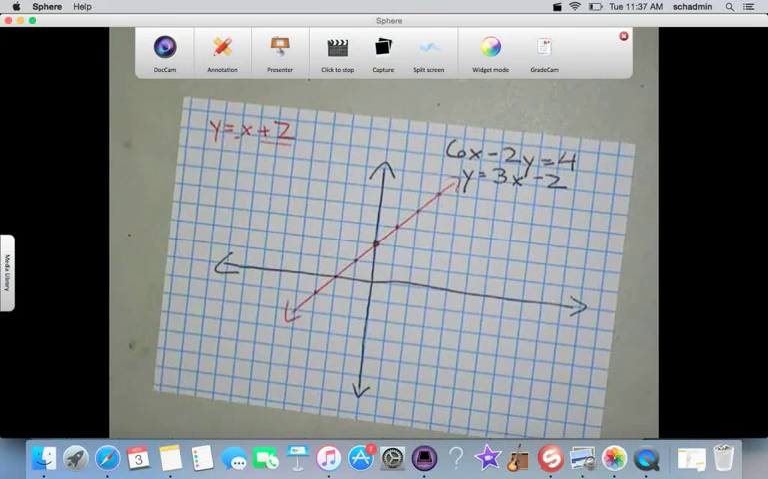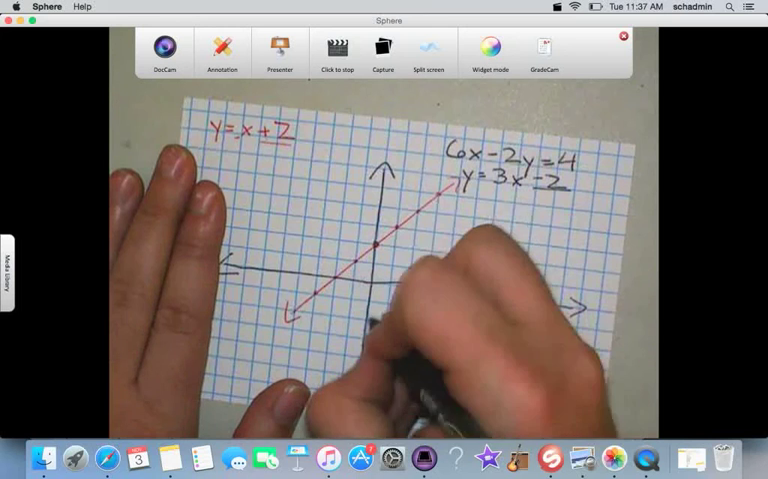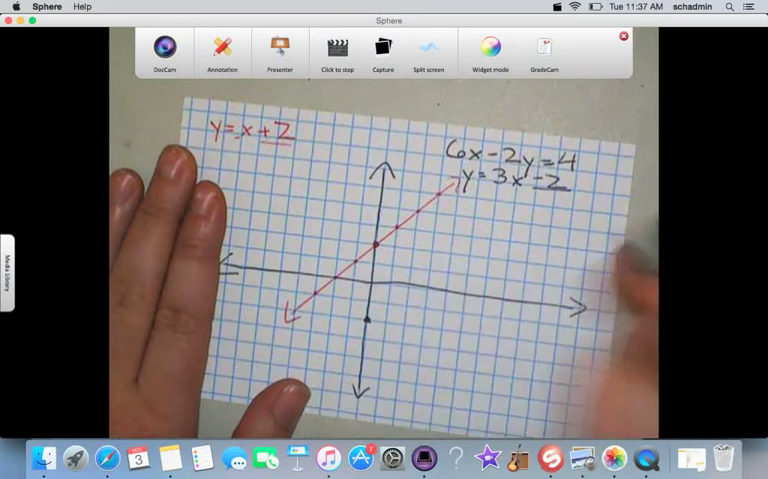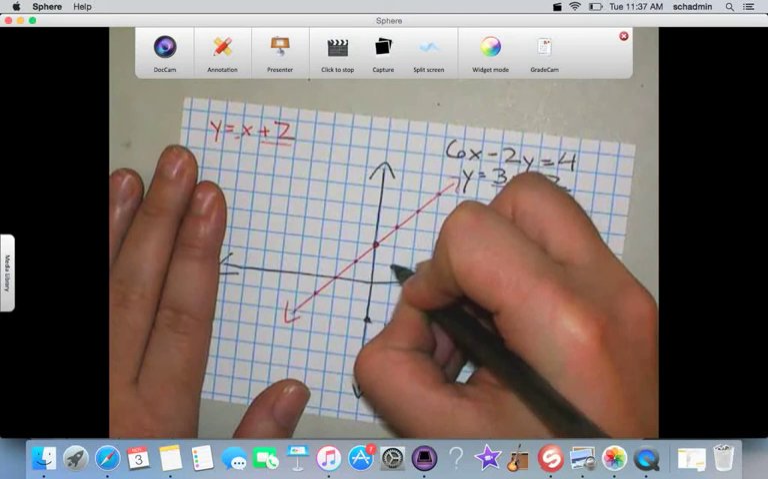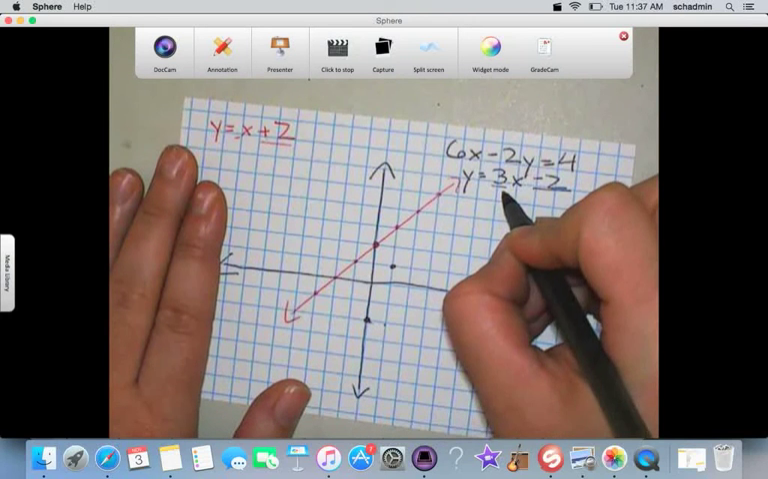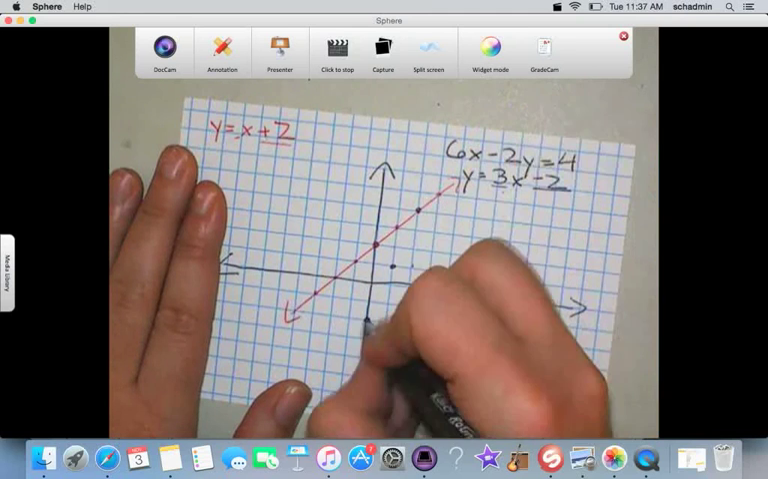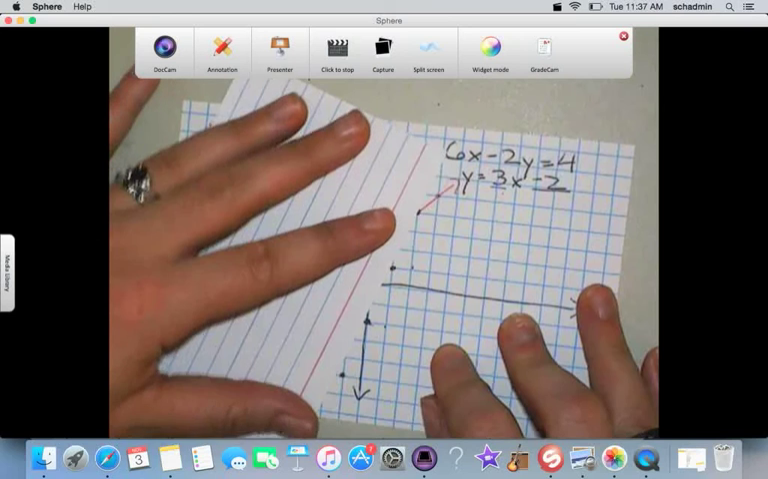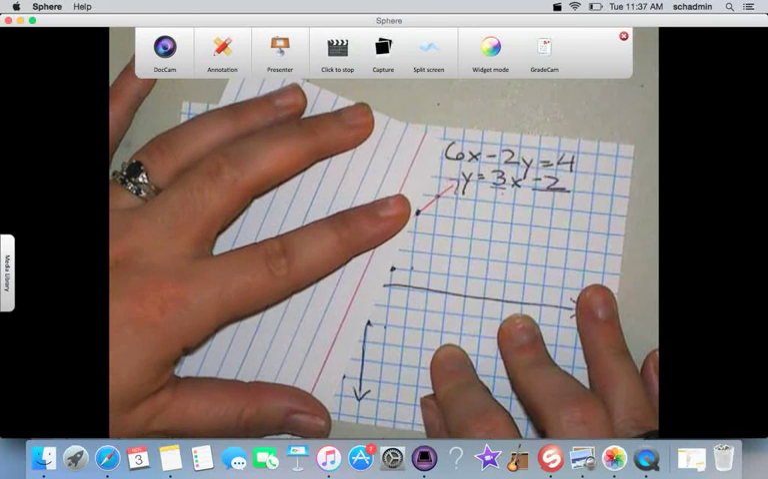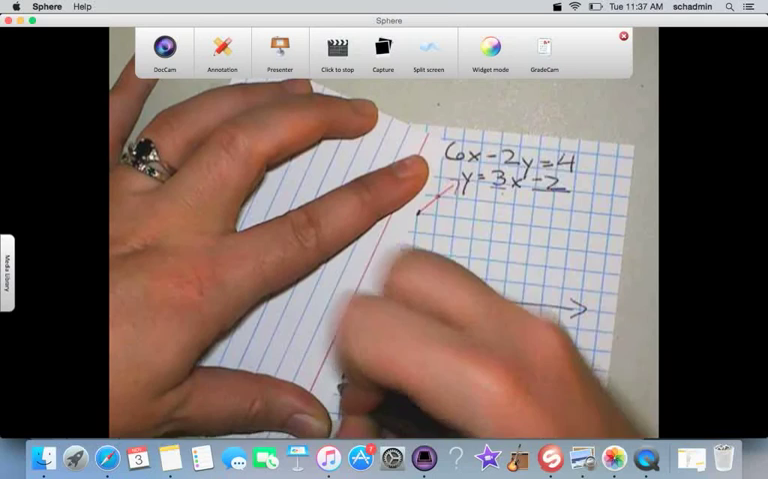Our second line has a y-intercept of negative 2, so I'm going to come down here to negative 2, and a slope of 3. That means that you will have a run of 1 and a rise of 3, because slope is, as you remember, rise over run. Over 1, up 3, and you're going to do this in both directions. You probably already see where they're intersecting, but I'm going to go ahead and draw my line to make it a little bit more clear.